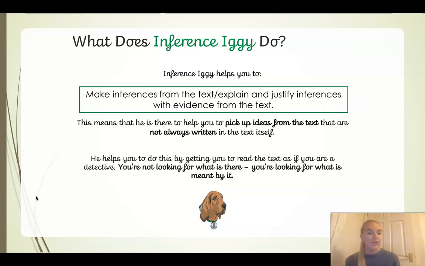So it means that we could use the text for ideas and to pick up these ideas and thoughts that aren't always written explicitly in the text in front of you. To be good at inferencing, you just need to be a detective. So you need to look not for what is there in front of you, but look for what is actually meant by what you're reading. And we're going to practice that some more today.